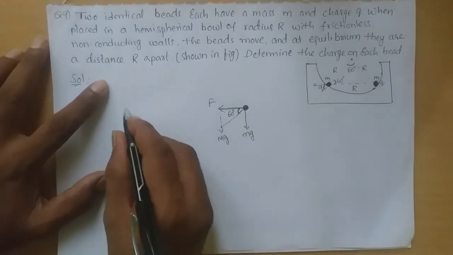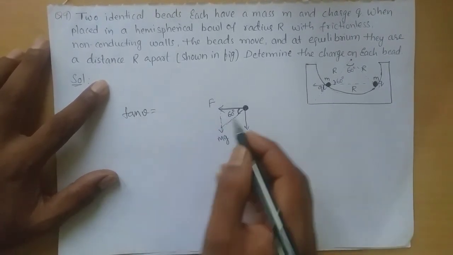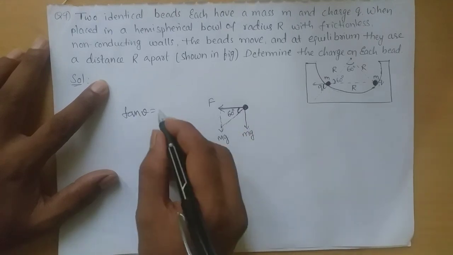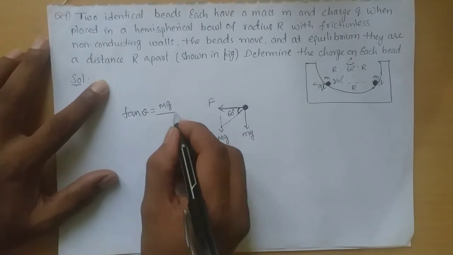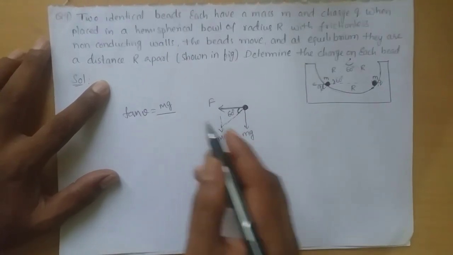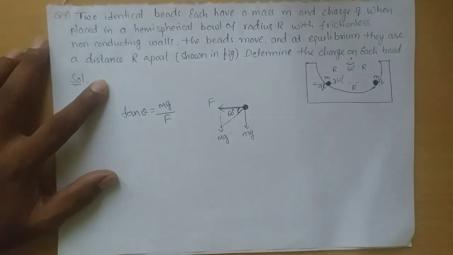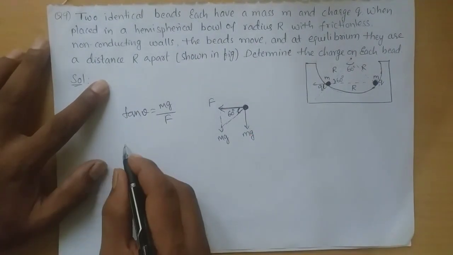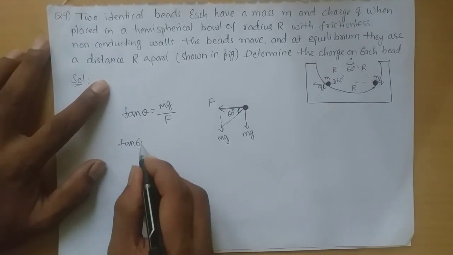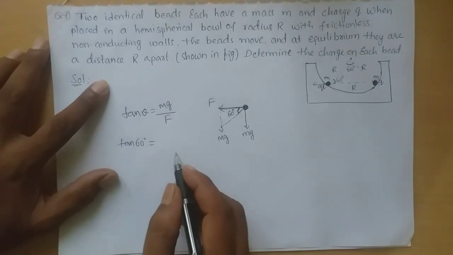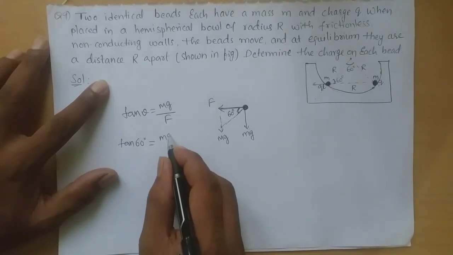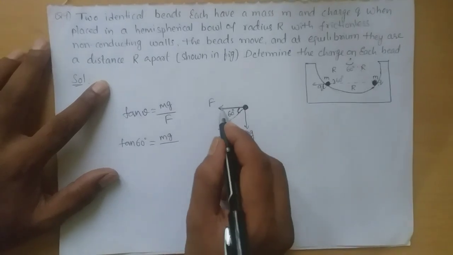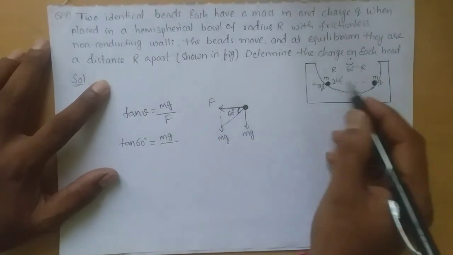So here tan theta equals the opposite side, this is the mg, by the adjacent side, which is F. So now theta equals how much? 60. So tan 60 degrees equals mg by F. F is the electrostatic force between these two charges.